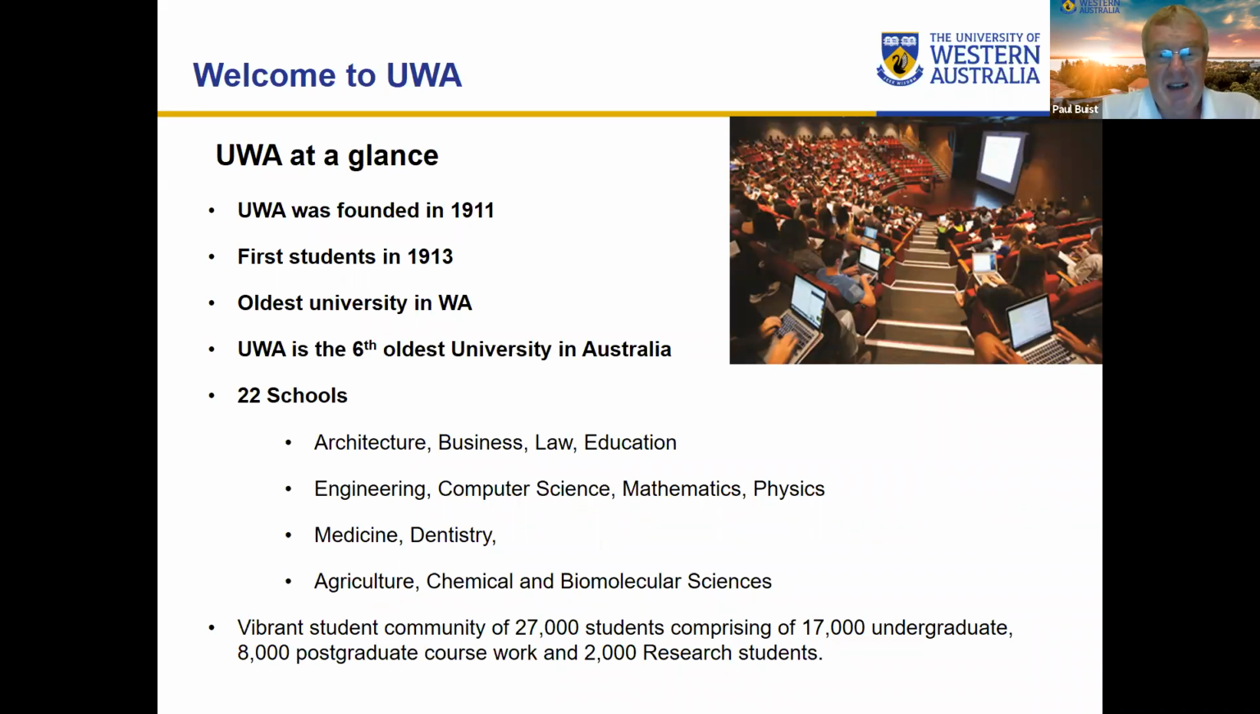The university itself is a community of around 27,000 students, comprising 17,000 undergraduate, 8,000 postgraduate, and about 2,000 research students. So we call ourselves a medium-sized university. We're not a super large university, but we still have quite a healthy enrolment of students.